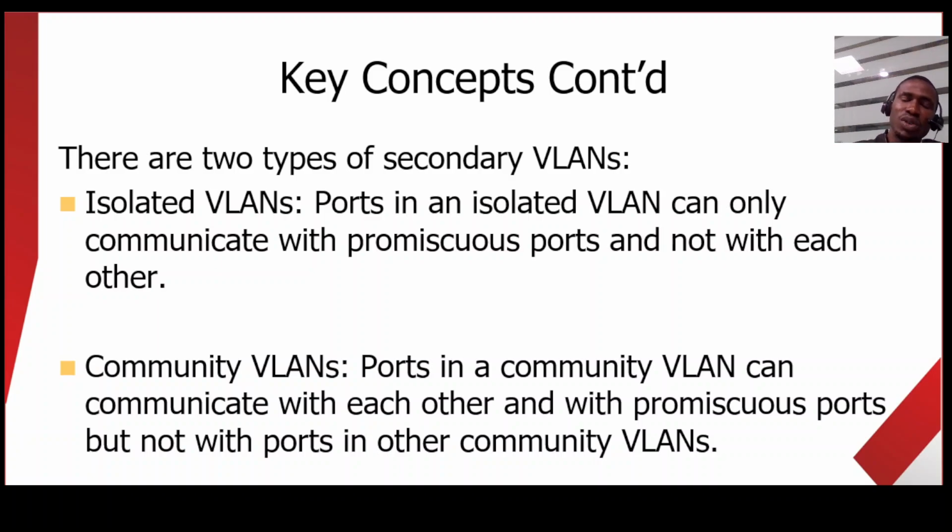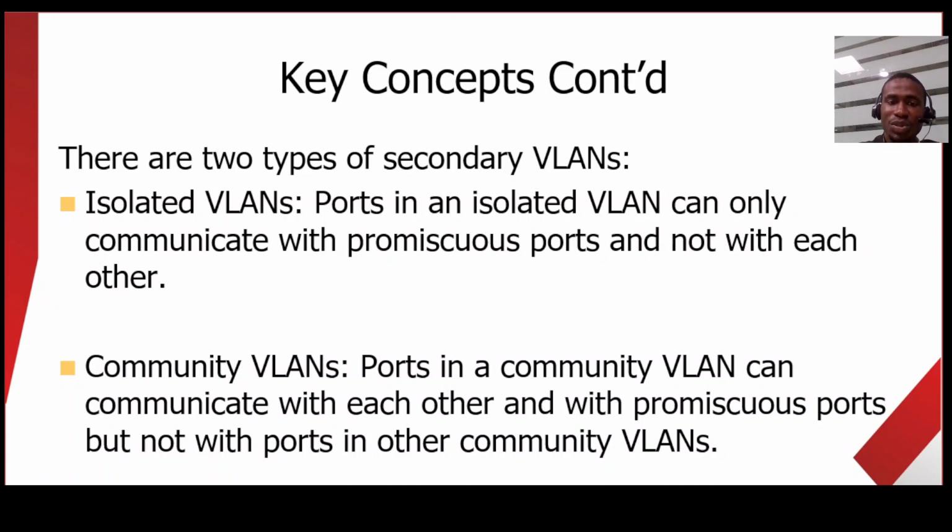However, they can communicate with other VLANs going out through the promiscuous interface. They can always communicate with the promiscuous port. That's a layer 3 interface, the interface going out, and they can communicate with that. But they can't communicate with the community VLAN.